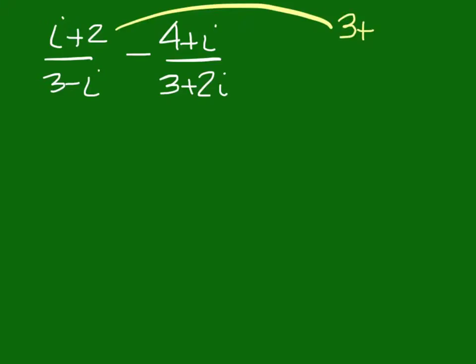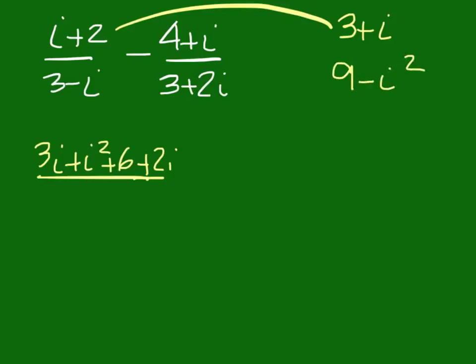3 plus i. 3 plus i should be 3 plus i. Alright, so if I did that, on the top, what I would end up with is 3i plus i squared plus 6 plus 2i. And then on the bottom, it comes out to be a difference of 2 squares, so it's 9 minus i squared. That's really 9 plus 1, which would be a 10. And then we could go over to the next fraction.